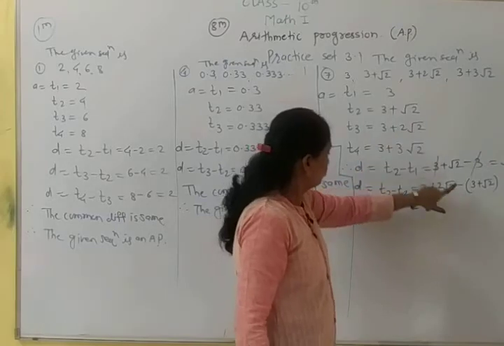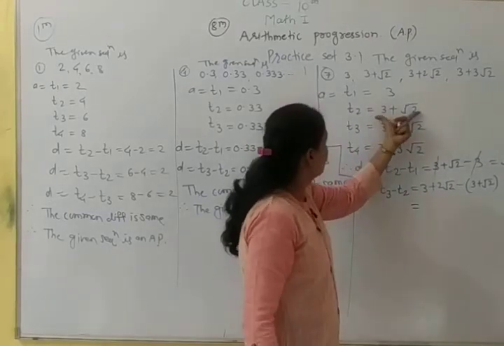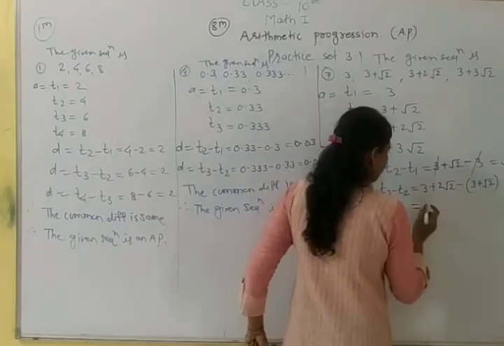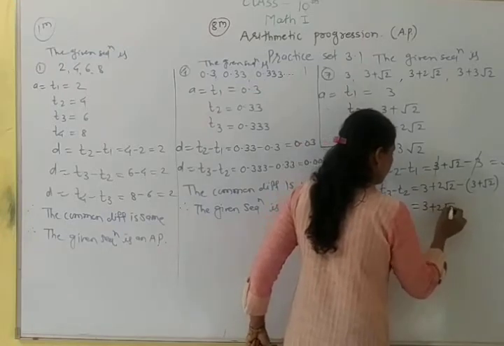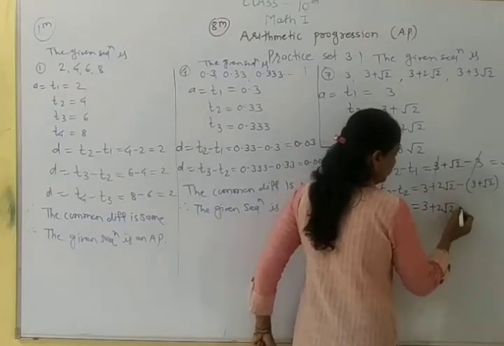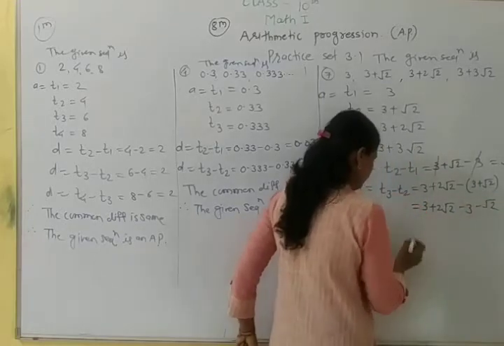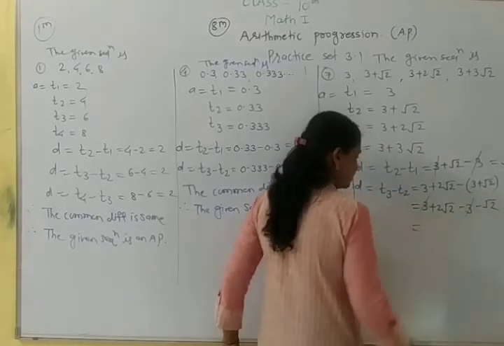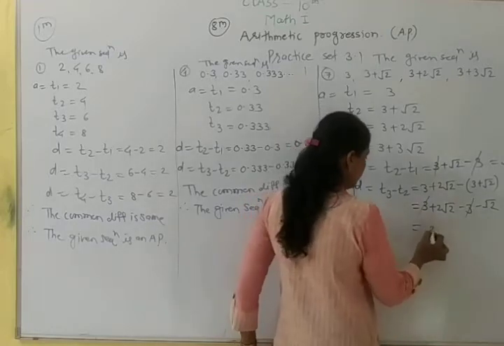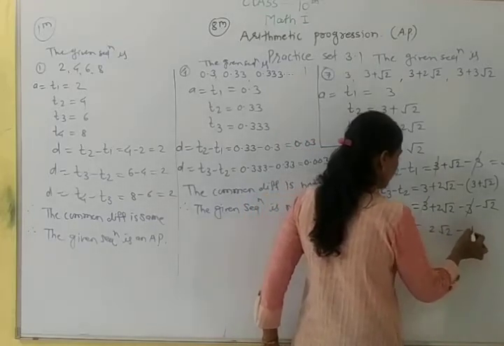3 plus 2 root 2 minus T2 is 3 plus root 2. So solve this: 3 plus 2 root 2, minus into 3, minus 3, minus into plus, minus root 2. Again here 3 minus 3 will get cancelled. Then 2 root 2 minus root 2.